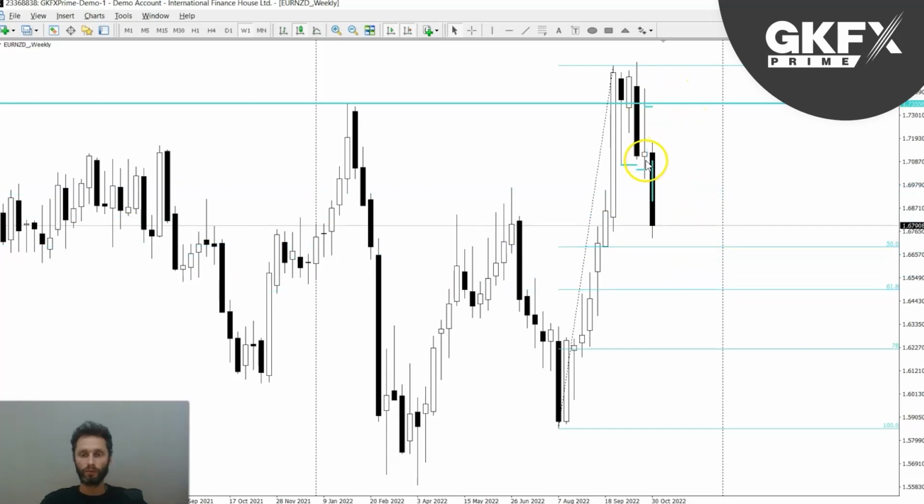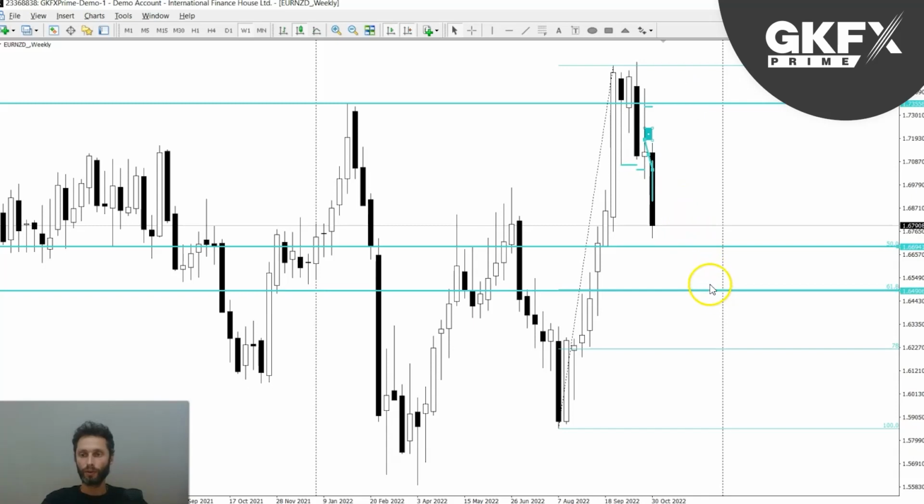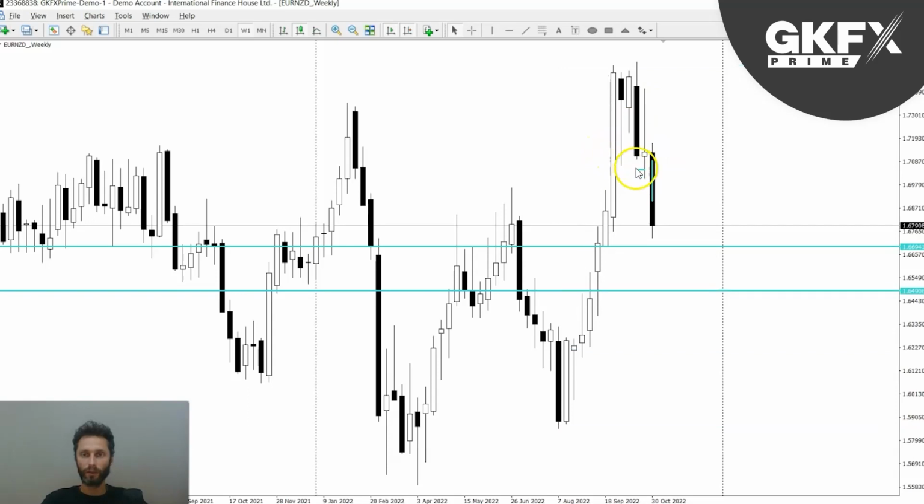So I'll just remove, let's just get rid of all these other markings. They're not necessary anymore.